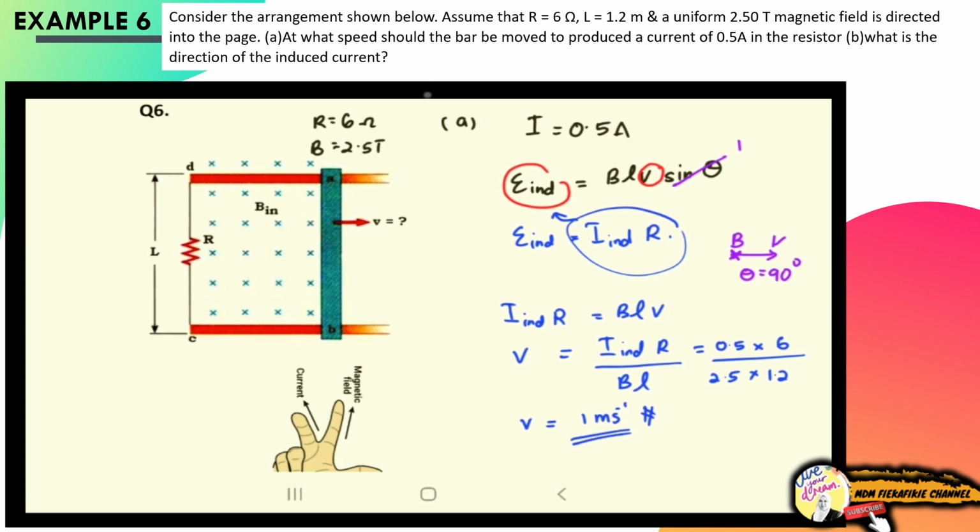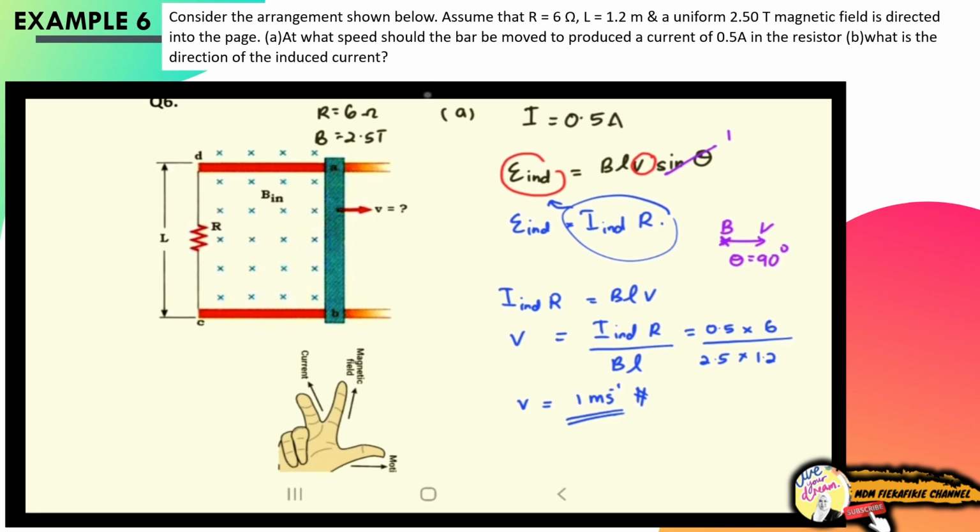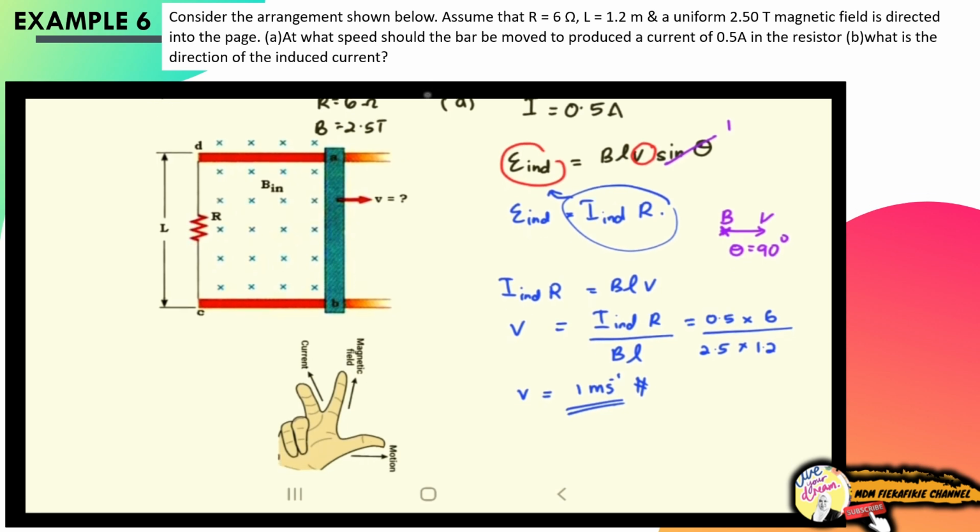But for B, what is the direction of the induced current? In order to determine the direction of the induced current, you need to use the Fleming's right hand rule. Maybe some of you will use the palm rule, but I'm going to show you how to use the Fleming right hand rule. Mana-mana you guna, pastikan you ingat dengan betul lah cara menggunakannya. Jangan ingat dua-dua, nanti you terkeliru.